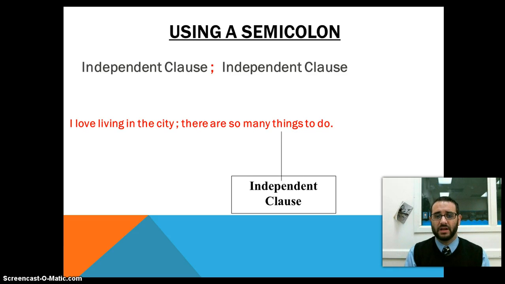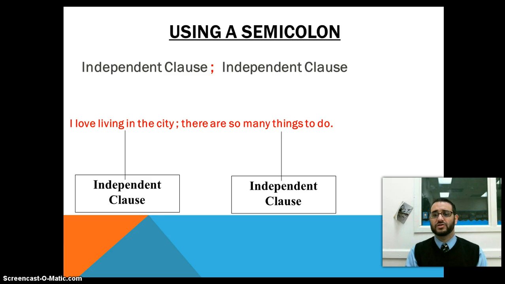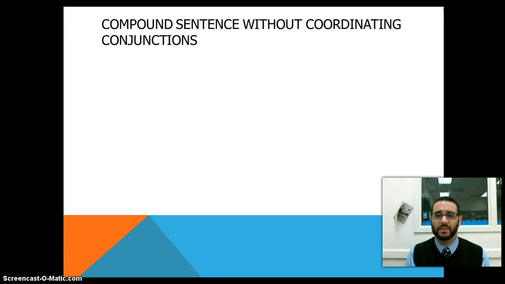Okay, let me diagram this out for you. "I love living in the city" is an independent clause. "There are so many things to do" is an independent clause, and they're just connected by a semicolon. And that is correct grammar, and that is a compound sentence. Okay?